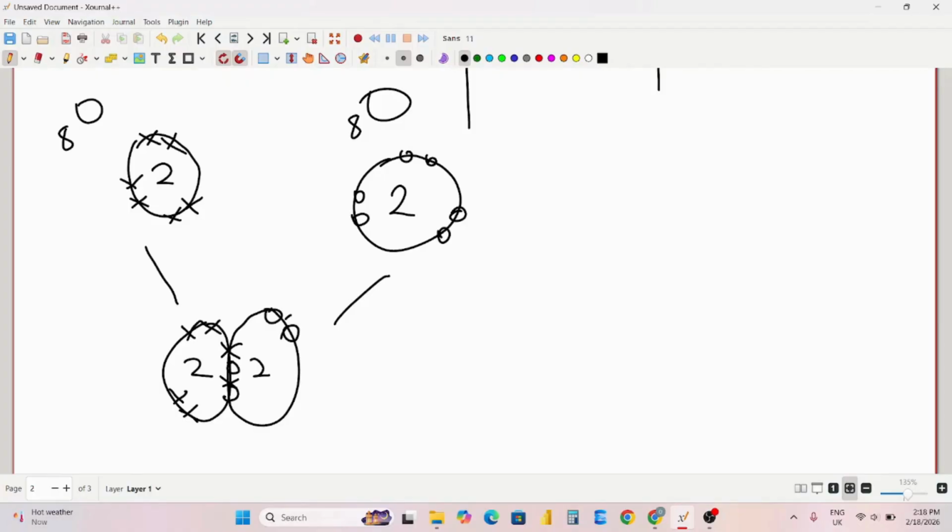So now when we count either to the left or to the right, both sides would have achieved octet. So we go 1, 2, 3, 4, 5, 6, 7, 8, or 1, 2, 3, 4, 5, 6, 7, 8. So that's how a covalent bond is formed.